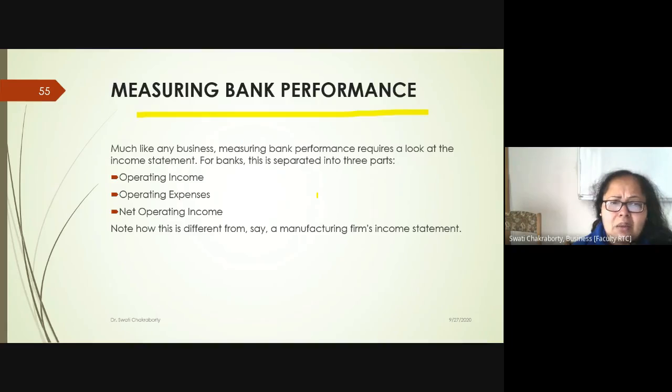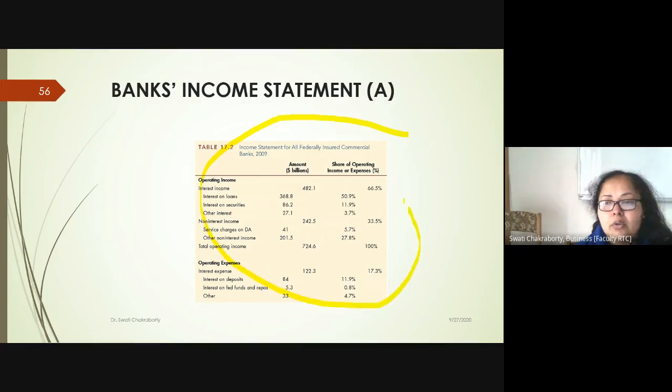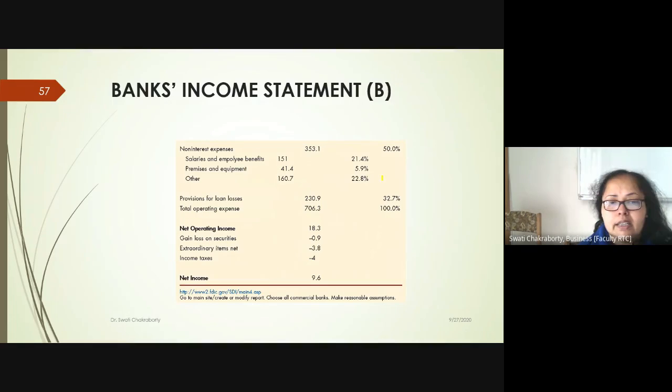So how to measure the bank performance? For banks, there are three things you have to look into: the operating income, operating expenses, and the net operating income. It's very much different from when we look into a manufacturing firm's income statement. These are the income statement of a bank. We look into this, right? Operating income, operating expenses, and net operating income. So this is an example, a bank's operating statement. See, operating income, operating expenses, and the net operating income. Okay.